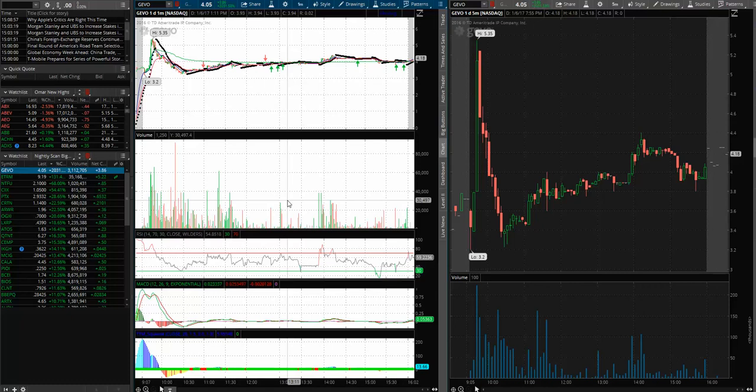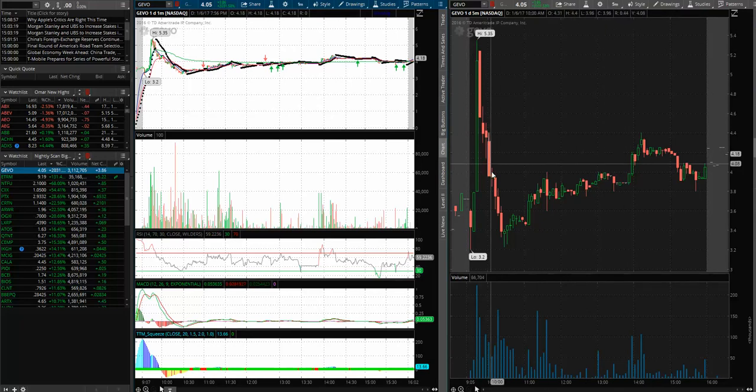So basically, Friday we had some big movers. The first one I want to talk about is Jivo. Right now I'm in my TD Ameritrade account. I have two charts here, the 1 minute and the 5 minute chart.